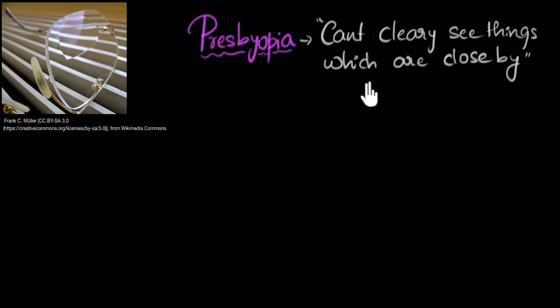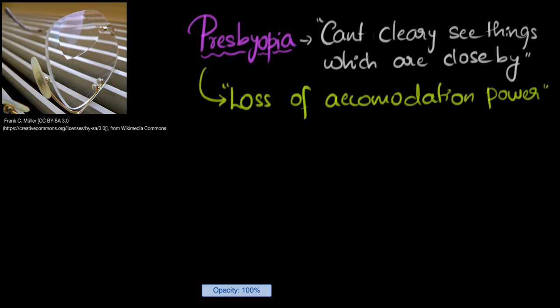Now, this sounds very familiar to another eye condition that we might have learned, hypermetropia, farsightedness. Even in that condition, people can see things far away, but they are unable to see things clearly which are close by, right? Well, the effect is the same, but the cause is different, and that's why they are named differently. So the cause for presbyopia is the loss of accommodation power. So let's explore this in detail now.